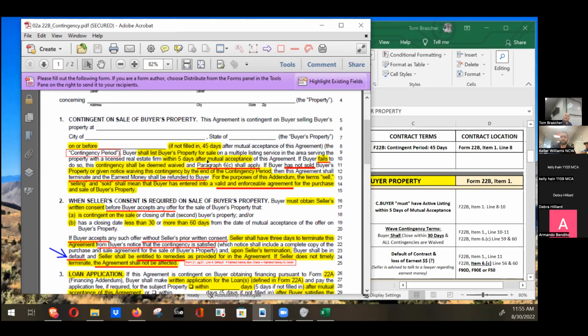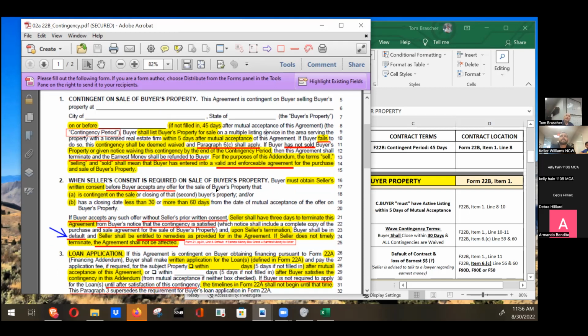So if the property is not listed within 5 days of mutual acceptance of this agreement, the contingent shall be deemed waived and paragraph 6C shall apply. Okay. If buyer has not sold buyer's property or given notice of waiving this contingency by the end of the contingency period, then this agreement shall terminate and the earnest money refunded to the buyer. For the purposes of this addendum, the term sell, selling, or sold means that they've entered into a valid mutual purchase and sale agreement for the buyer's house.